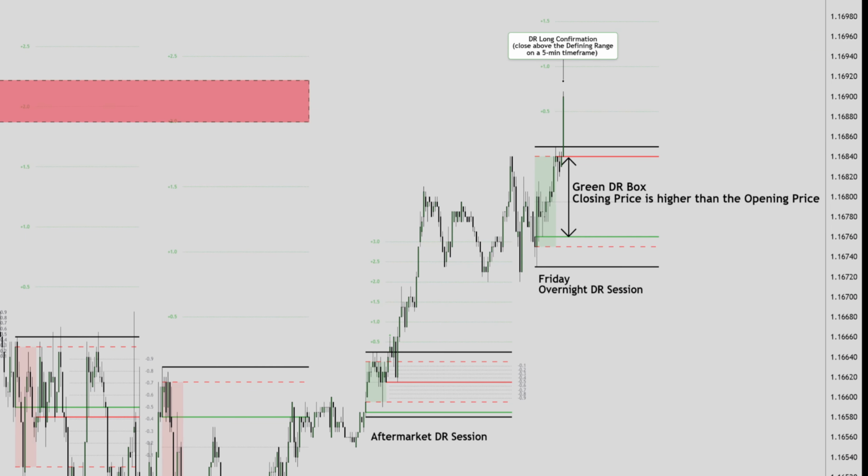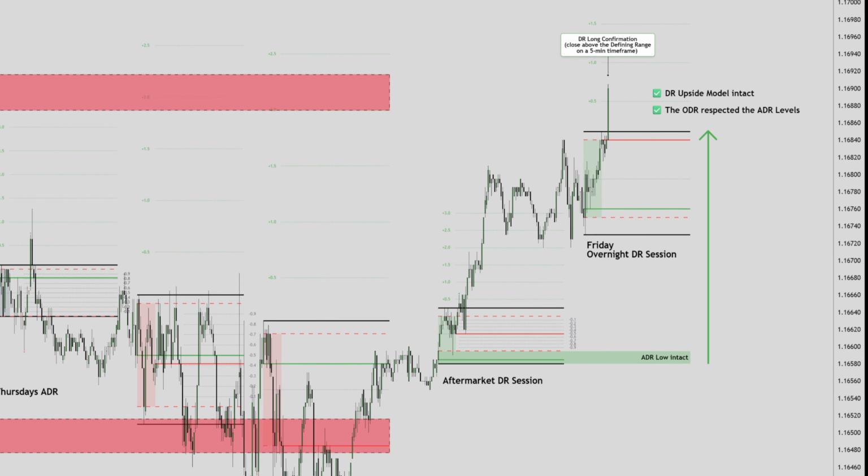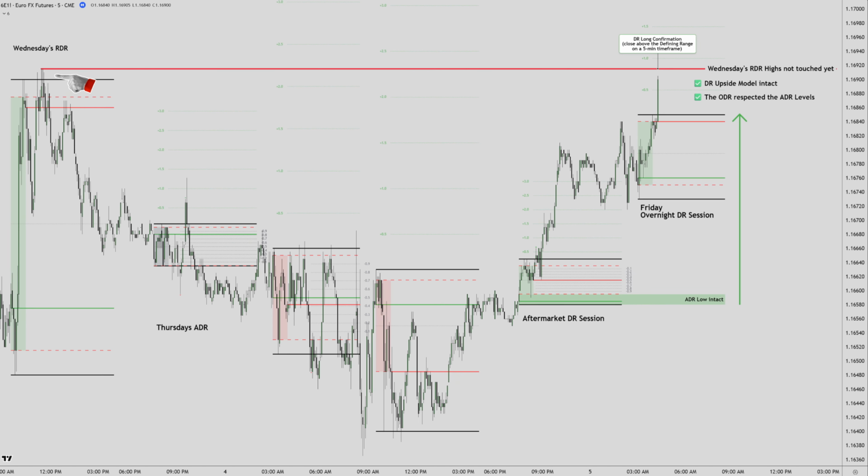Zooming into the Friday's overnight DR session, you get a green DR box, a long confirmation, and all within a forming DR upside model. The highs from the Wednesday RDR haven't been taken yet, which makes it a target to look for, also aligning with the one standard deviation level. What else can help us?